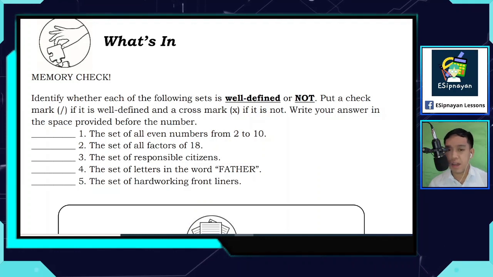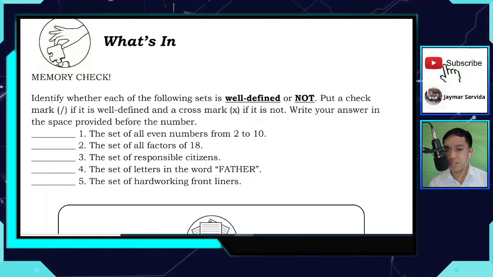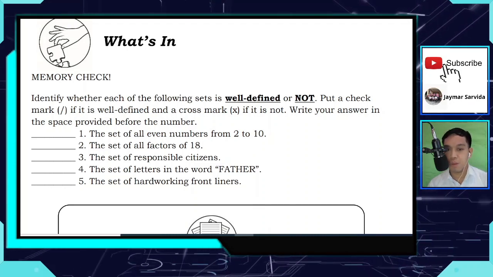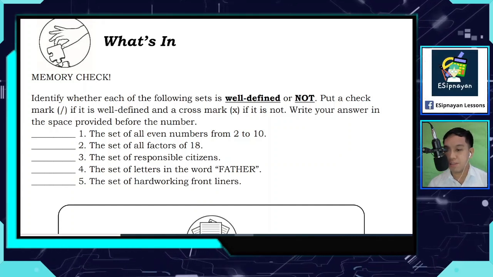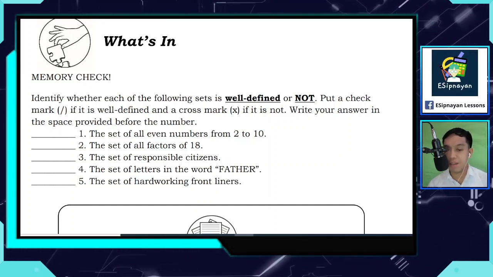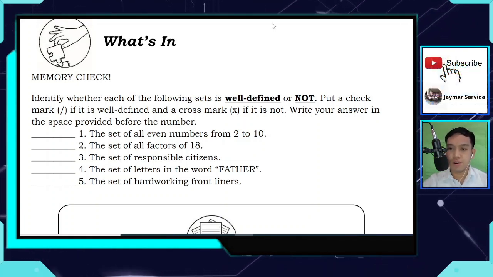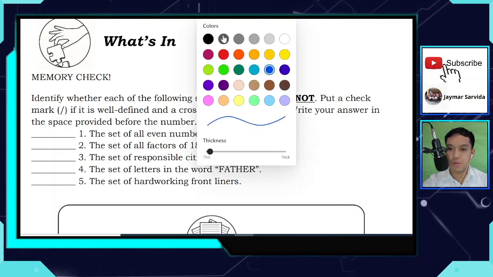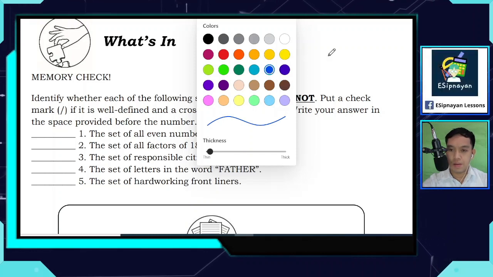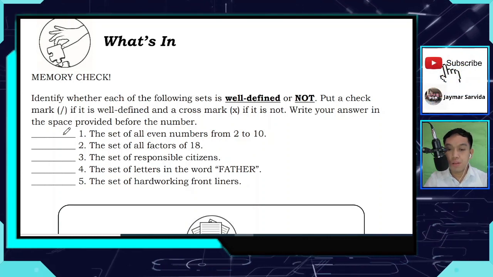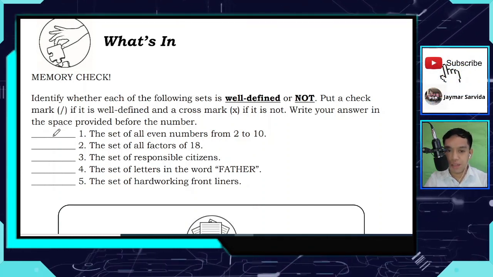So let's identify whether each of the following sets is well-defined or not. So let's put a check mark if it is well-defined and a cross mark if it is not. So write your answer in the space provided before the number. Okay, so let's start. Number 1, the set of all numbers from 2 to 10. Okay, so it is well defined. So let's put a check.